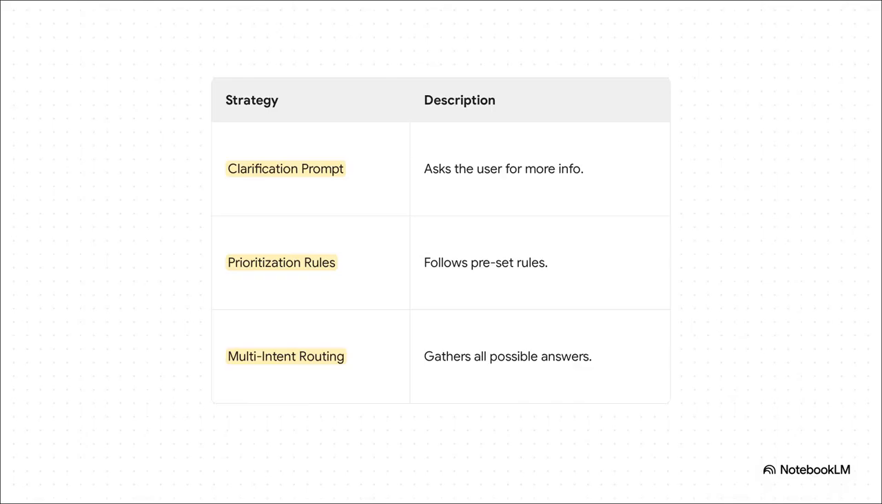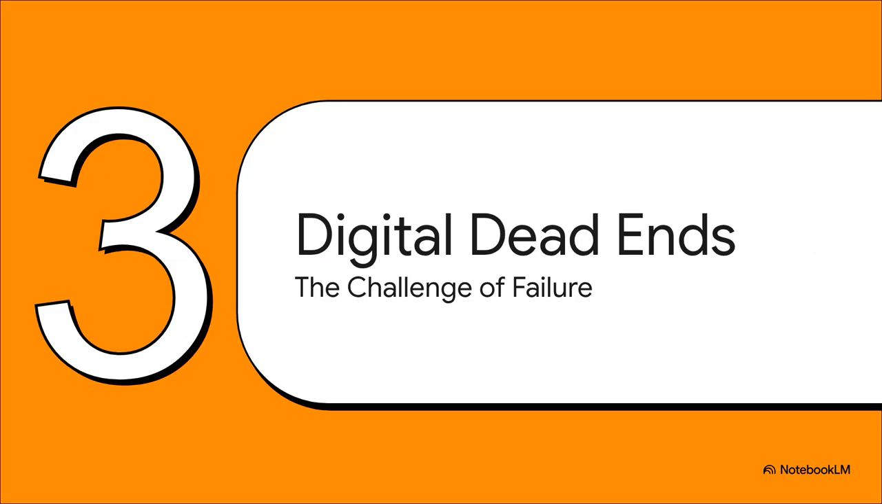And here are the main strategies in that toolkit. First up, and this is the most common one, is the clarification prompt. The AI just asks you what you mean. Simple enough. Second, it can use prioritization rules. So for example, a company might program its AI to always check if it's a support issue first before anything else. And third, there's something called multi-intent routing. This is where the AI fetches all the possible answers and then tries to rank the very best one for you. The key is, a good AI doesn't have to just guess. It's got options.